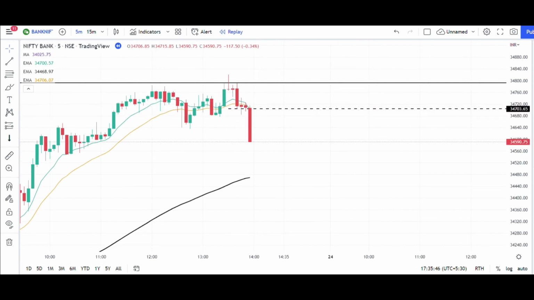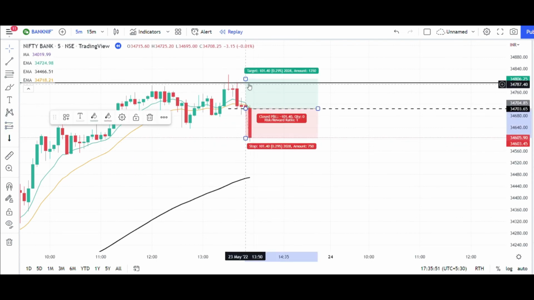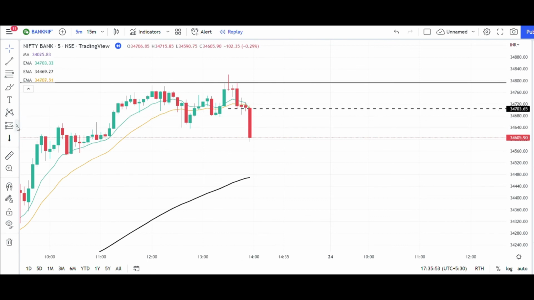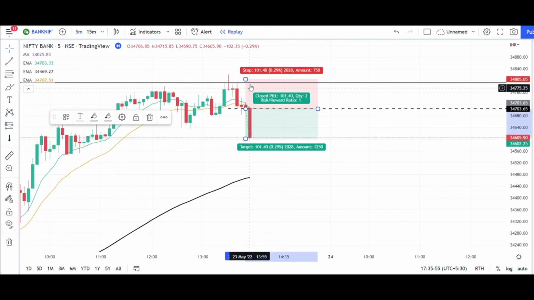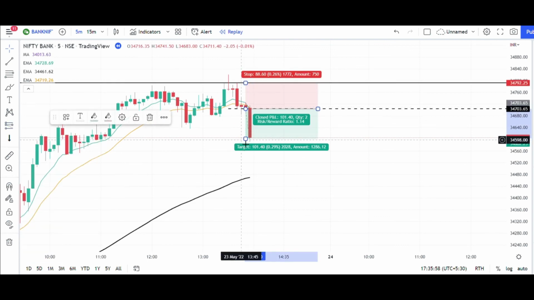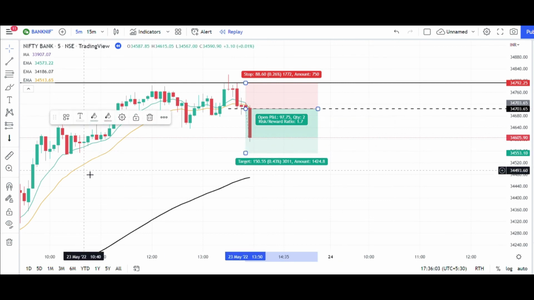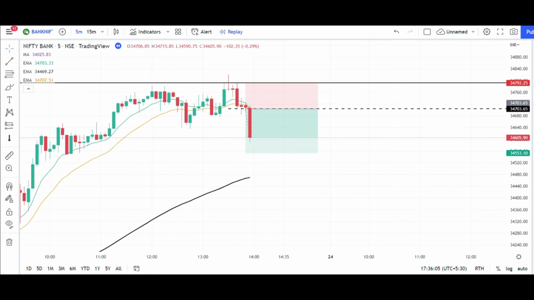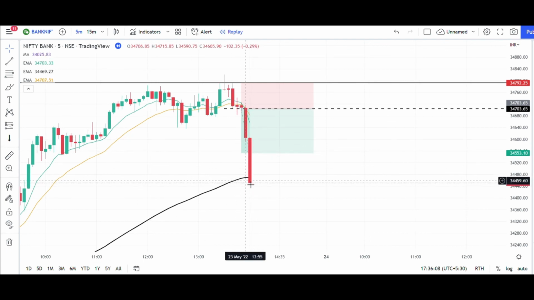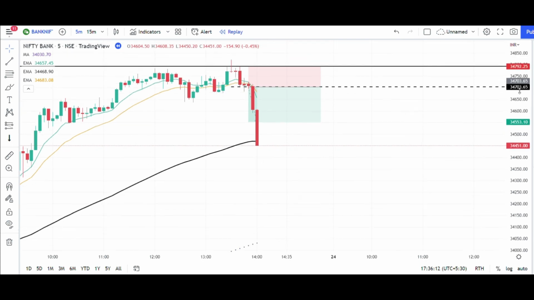And look, let me put this short position tool. Our stop loss was here. Our first target of 1:1.7 is here. The 100 exponential has been touched. We are exiting and booking the profit. So this is how you can take the counter trade.